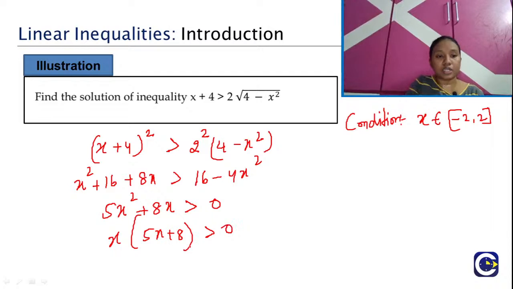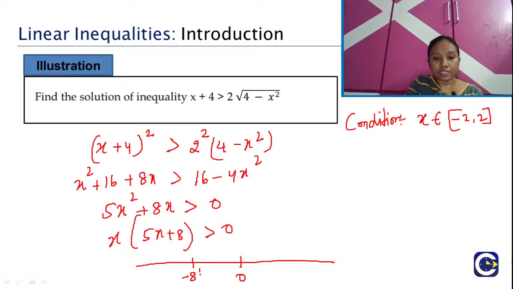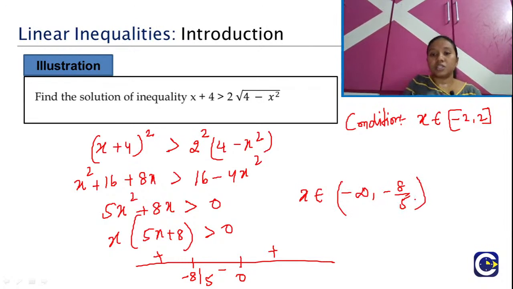So what are the critical points here? My critical points will be, one will be 0 and the other will be minus 8 by 5. So again our wavy curve method, plus, minus and plus. So it is greater than 0, it will be the positive interval. So that will be x belongs to minus infinity comma minus 8 by 5, union, here it's from 0 to infinity. So this is my solution of the inequality.